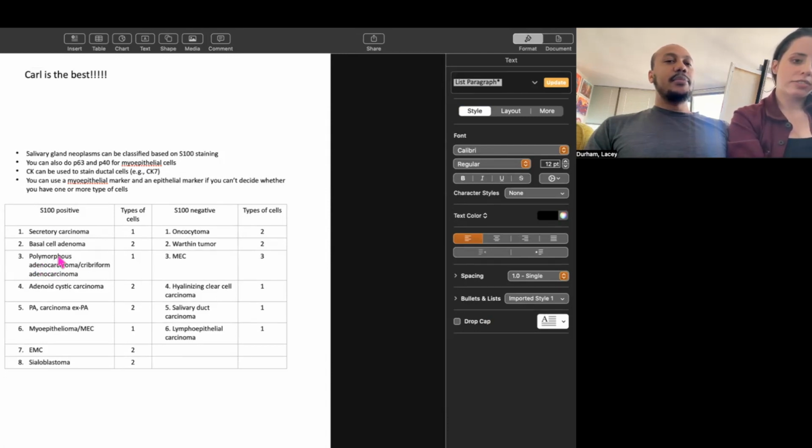So the thing that I know about polymorphous is it's P63 positive but P40 negative compared to adenoid cystic, and that's what we use to differentiate it from adenoid cystic. P63 positive, P40 negative. Okay, that's helpful. And then adenoid cystic carcinoma, is it epithelial and myoepithelial as well? Yeah, and it's P63 positive and P40 positive.